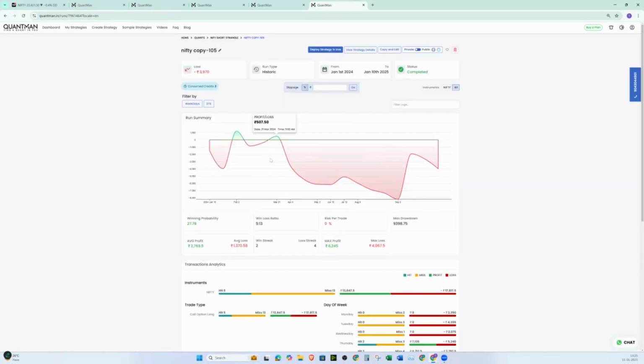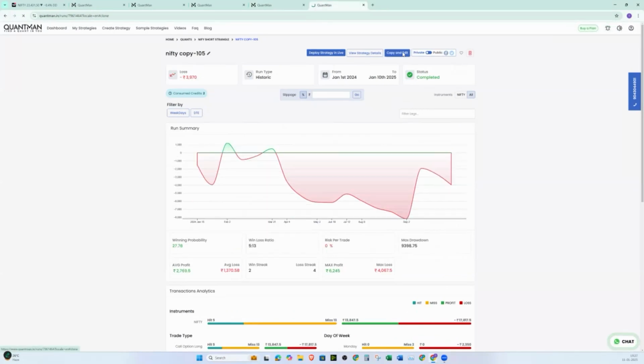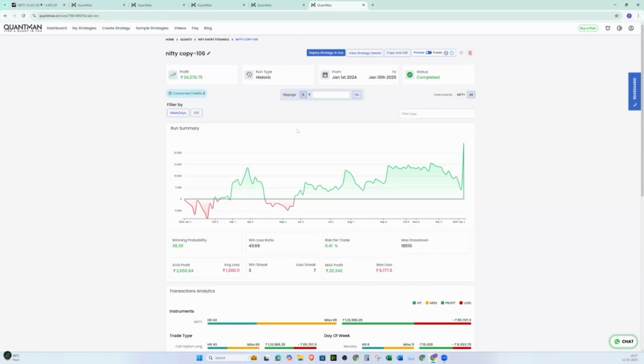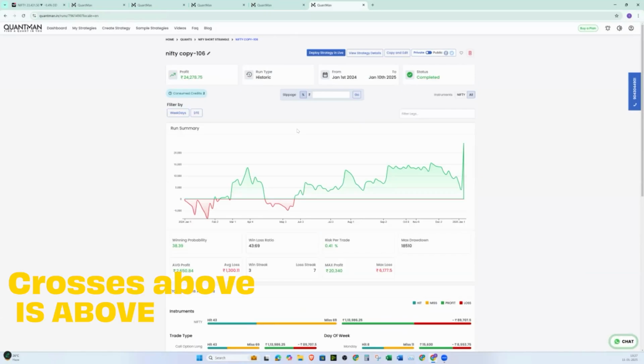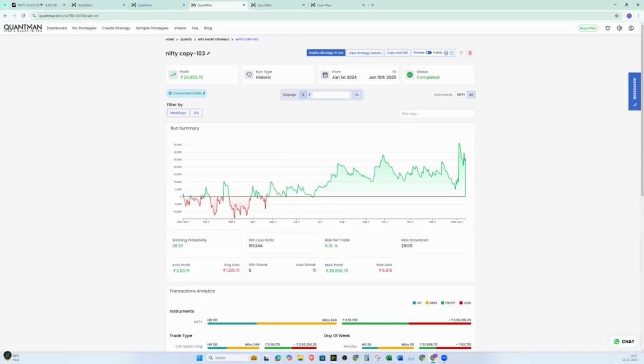Do the backtest. Now adding the pivot point reduces the strategy performance. Now here I need to change the condition. I change the condition from crosses above to is above and do the backtest. Only one condition changed, crosses above to is above, and the strategy gives better performance. But even here we need to improve the strategy.